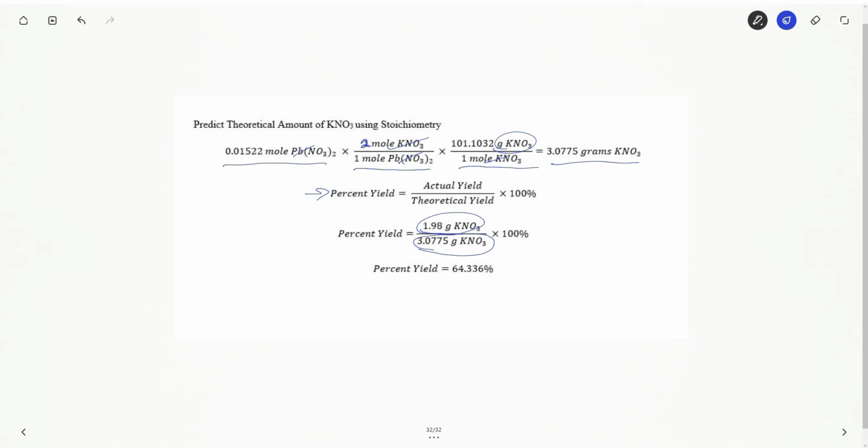My percent yield is 64.336. With the correct number of sig figs, my percent yield for this reaction is 64.3%. So there we have it. That is our percent yield for this reaction.